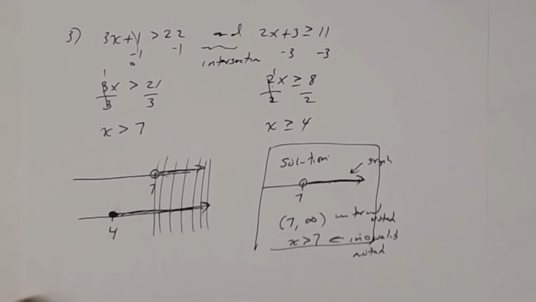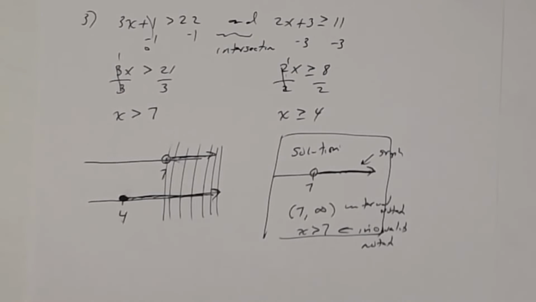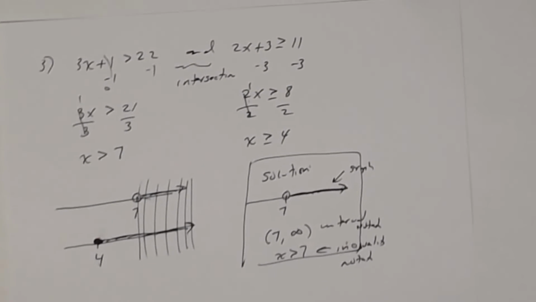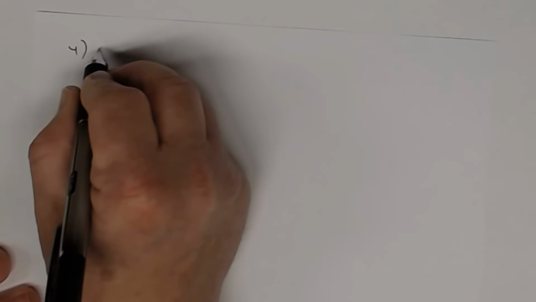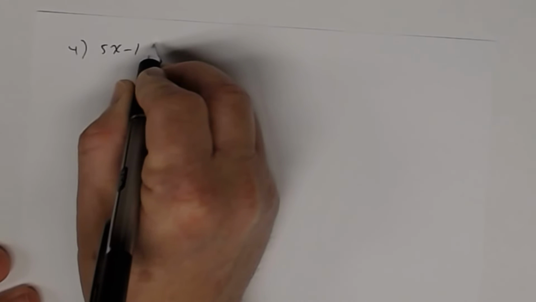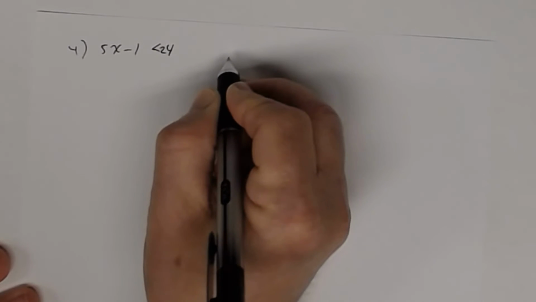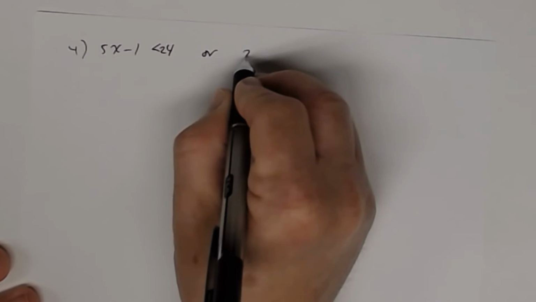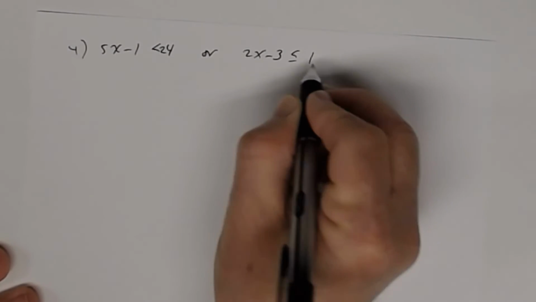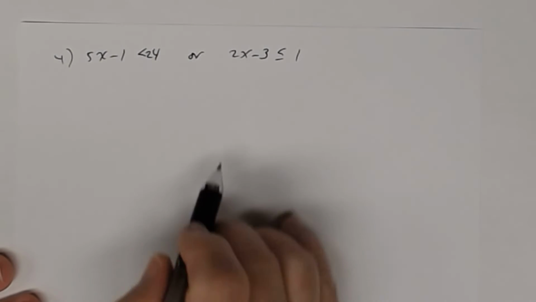Okay? All right, so that was number 3. Let's look at number 4. Number 4 is going to be an OR statement this time. So let's do an OR statement. So remember, OR means union. So number 4, we have 5x minus 1 is less than 24, or 2x minus 3 is less than or equal to 1. All right, so remember, that's an OR statement.